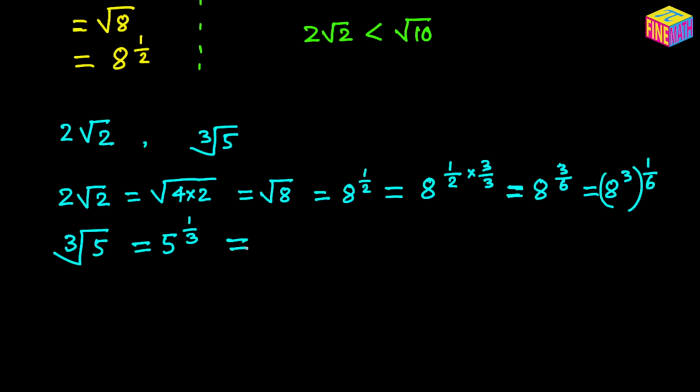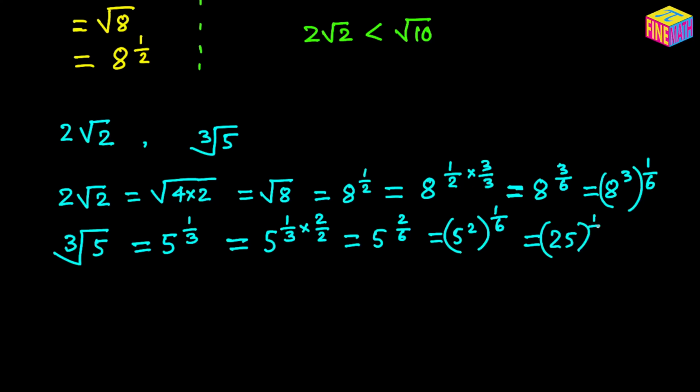Similarly, let's try the same trick here for 5. So we can say, okay, this is 5 to the power 1/3, and if we multiply by 2 by 2, this becomes 5 to the power 2 by 6. This becomes 5 squared whole to the power 1 by 6. Now you see that we have the two numbers with the same component. We have a 5 squared, so this one can be written as 25 whole to the power 1/6, and then the first one is actually 8 cubed to the power 1/6. That would be 512 to the power 1/6.